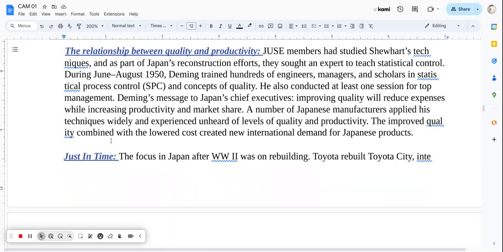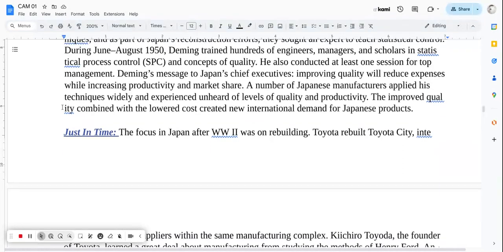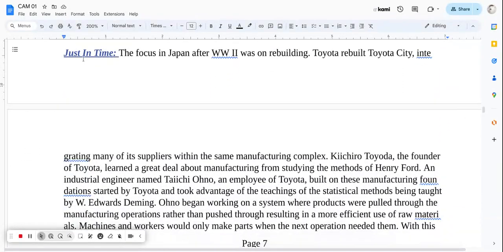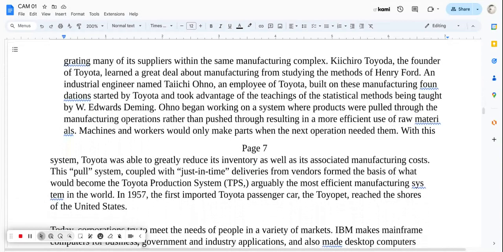I'm not familiar with this area here, the relationship between quality and productivity, but I would like to especially mention just-in-time. This is something that is still used today, and this is manufacturing on a schedule and understanding how the schedule, every minute, every second of every day, impacts making a product. It's about efficiency.